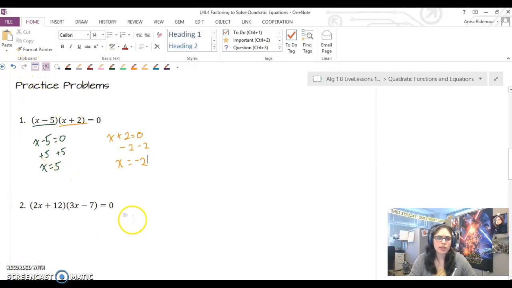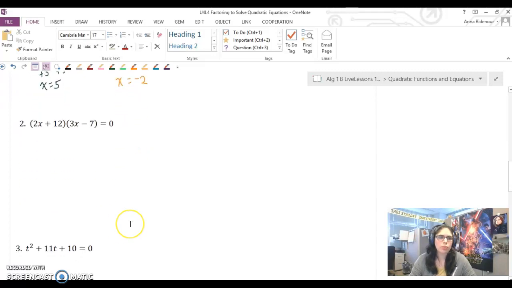You might be able to think, well, if x minus 5 is equal to 0, x has to be 5. So you might be able to do those in your head. But when we move on to this next problem here, that's one that you'll probably want to write all out because there are some more steps. So I'm going to do the first one. 2x plus 12 is equal to 0.